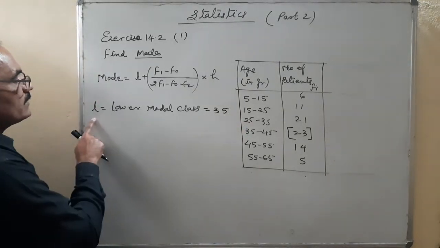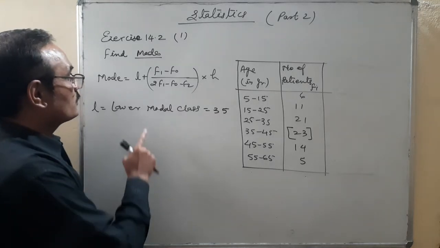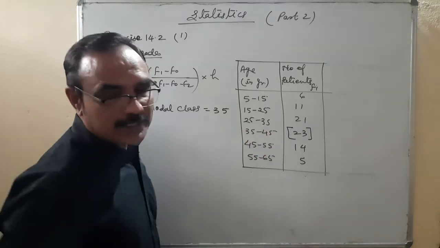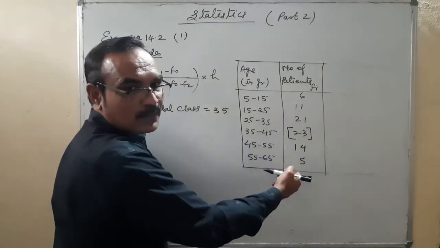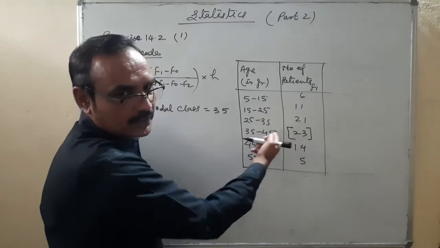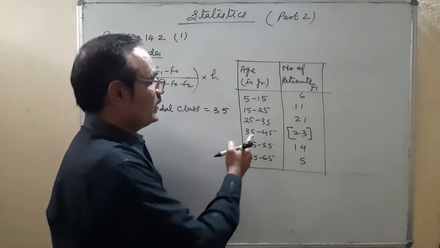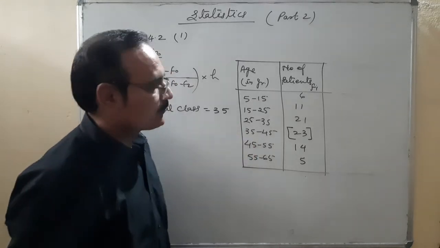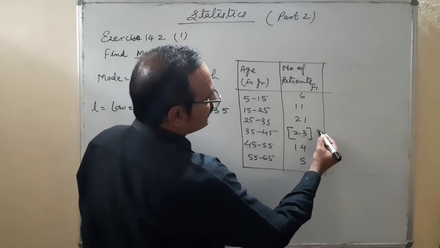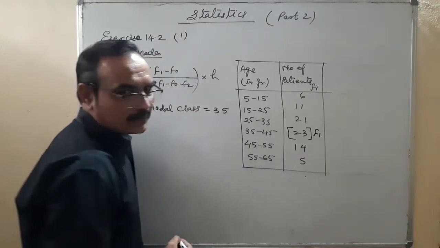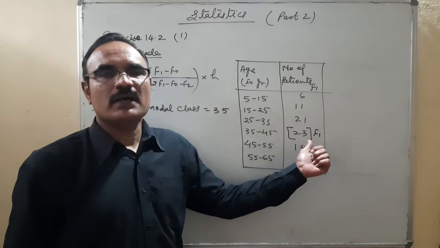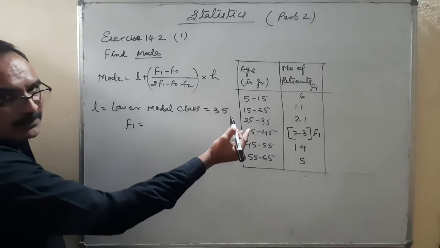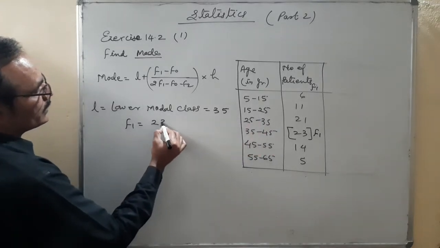So what is L? Lower limit of the modal class. This class is called the modal class. Why is it called the modal class? Because the highest frequency here is 23. So the class in front of 23 is the modal class, and L, the lower limit of the modal class, is 35. And this 23 is F1. What is F1? F1 is the number which is coming the maximum number of times, that is 23.